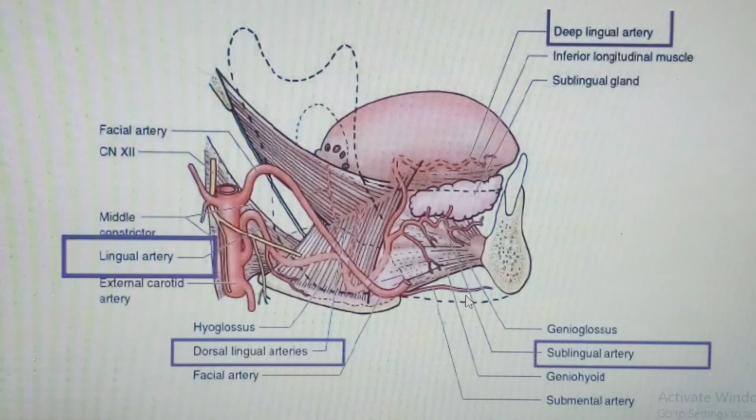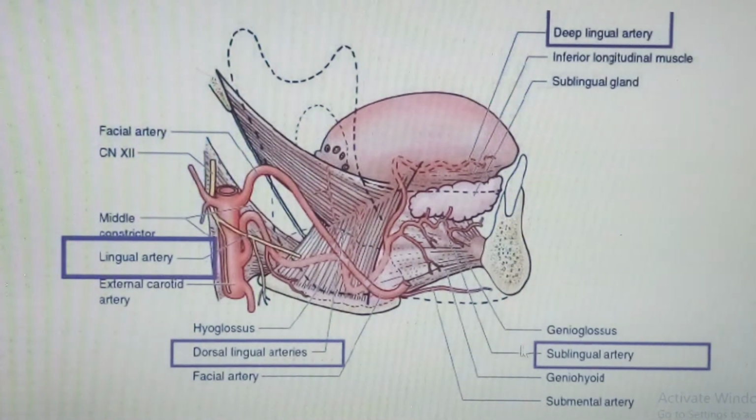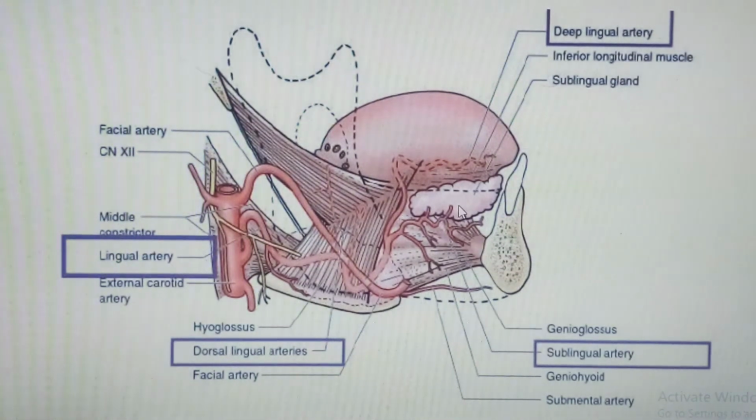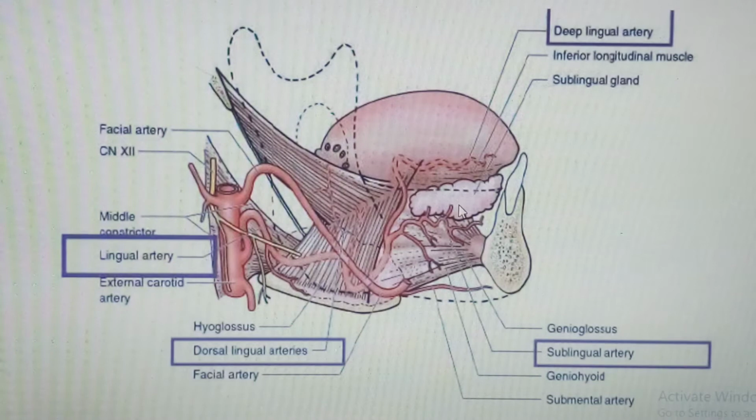Now in terms of arterial supply, we have to look at the sublingual artery. This sublingual artery over here is actually a branch of the artery which we call the lingual artery, so that it gives that supply to the sublingual gland. So by way of blood supply, the sublingual artery is a branch of the lingual artery. And you know the lingual artery is also a branch of what we call the external carotid artery.